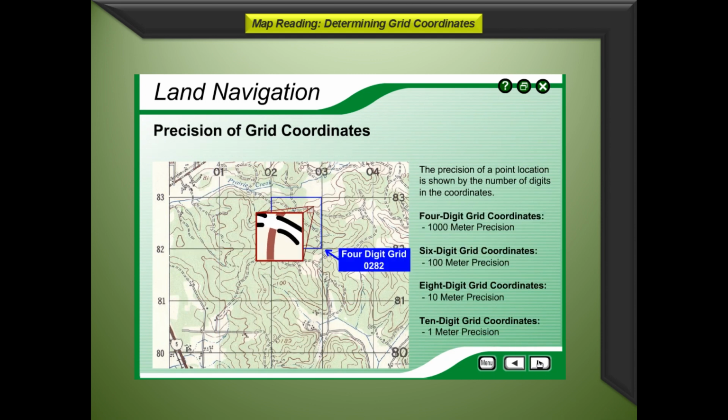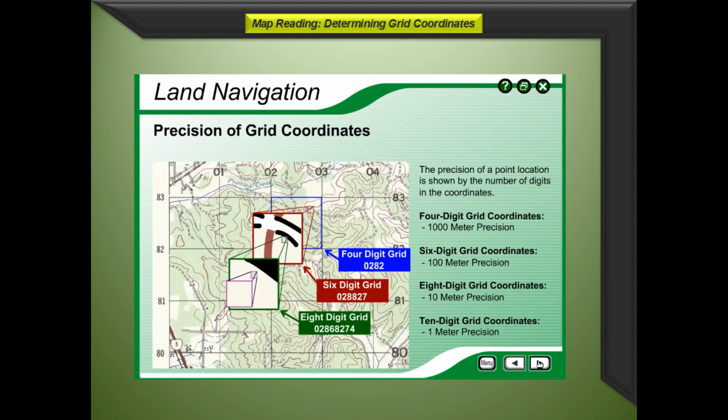We will start off by covering the 4-, 6-, 8-, and 10-digit grids. A 4-digit grid gets you within 1,000 meters. A 6-digit grid will get you within 100 meters, an 8-digit within 10, and a 10-digit grid will get you within 1 meter of the location that you're trying to reach.